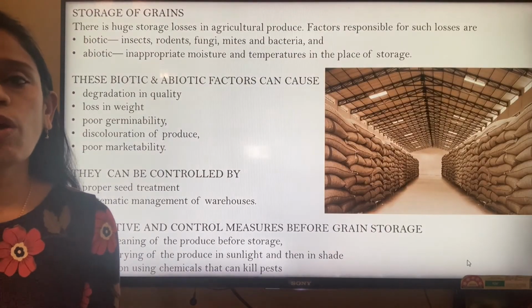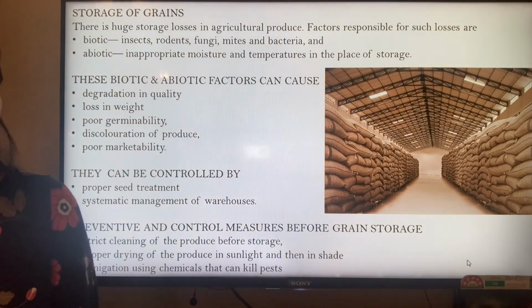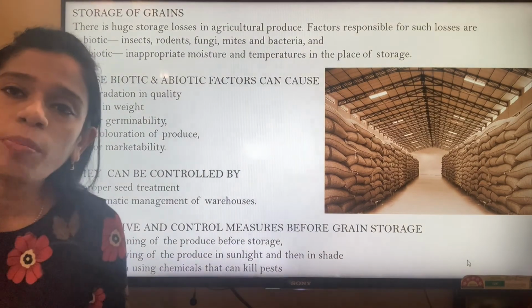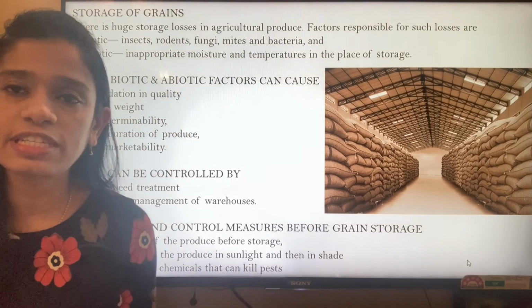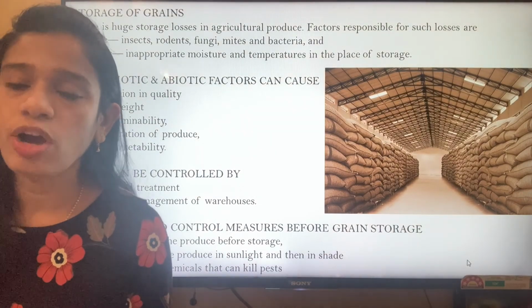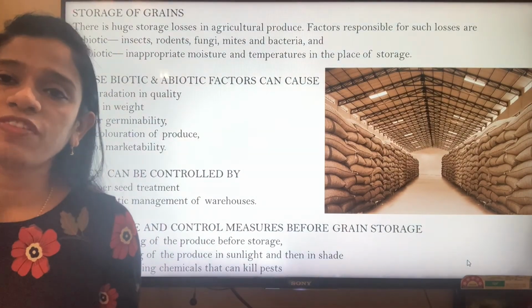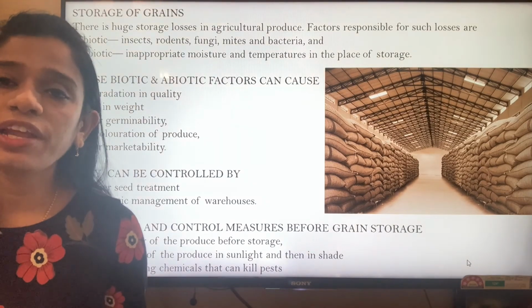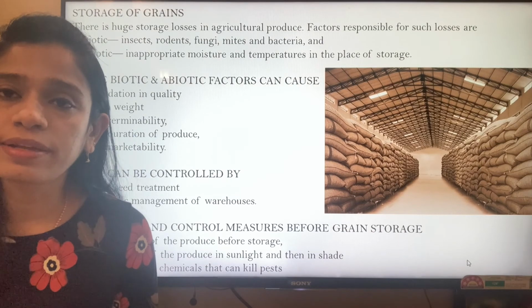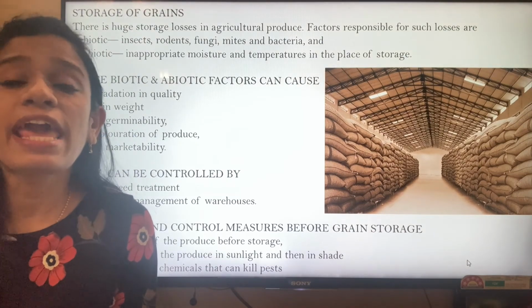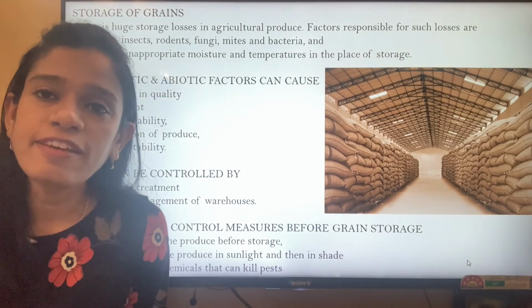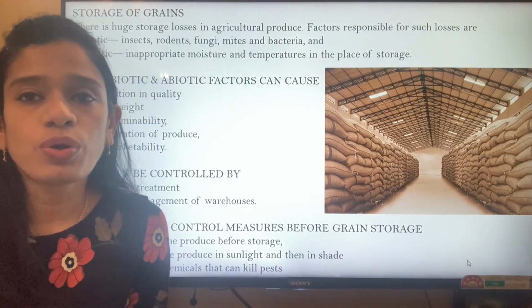Now we can finally come to the storage of grains. After the crop has been harvested, the grains or the produce that we get are not always immediately sold in the market. So what happens? The excess grains or the excess produce that is produced by the farmers are stored.